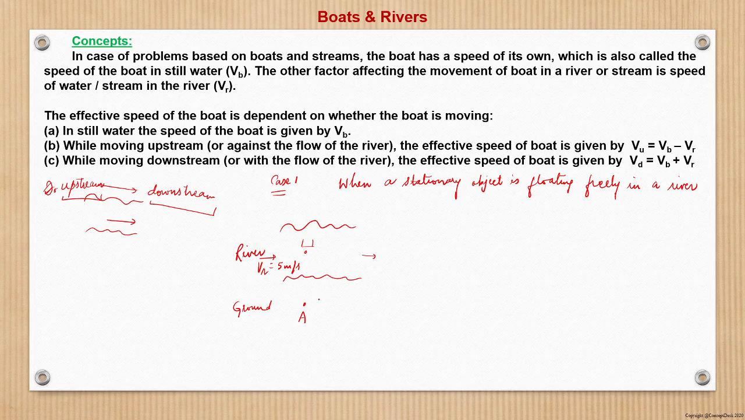After 1 second what will happen? The hat will flow along with water. So after 1 second, this point on the river, say A dash, will move to here, let this be B dash. This A dash will come here because the river is flowing at 5 meter per second. So after 1 second, this will be here, let this point on the ground be B, right?